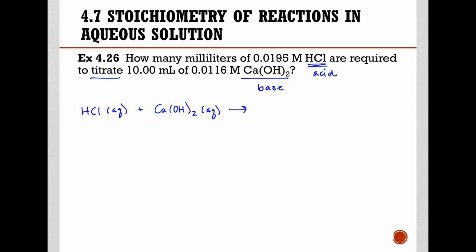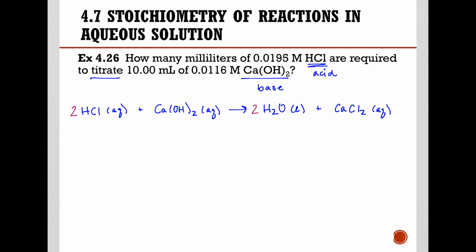So remember, anytime a strong acid and a strong base react, the products are always water and salt, which would be the ionic compound left over. In this case, that's going to be calcium chloride. So there's our reaction. We then would balance it. So to balance this, I would need a 2 in front of the HCl and a 2 in front of the water. So there's our starting reaction.